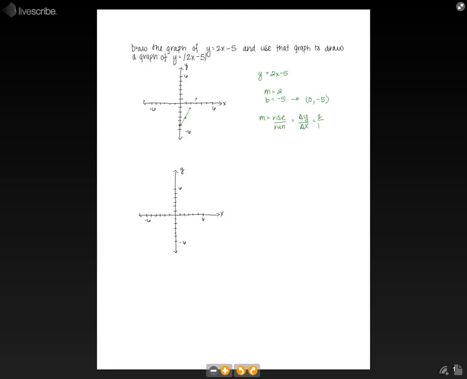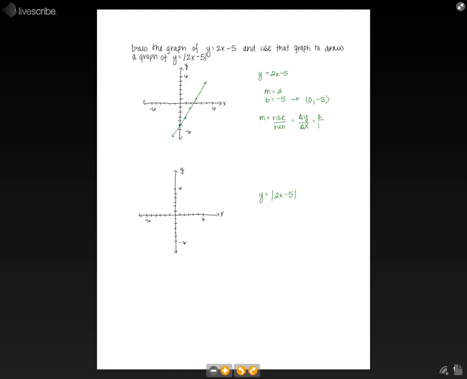So let's connect those points. So this is what the graph of 2x minus 5 looks like. So next we want to graph the absolute value of 2x minus 5. Absolute value basically makes everything inside the absolute value positive, right? So that means that any points that were negative on the graph of 2x minus 5 are going to be positive on the graph of the absolute value of 2x minus 5. So we're basically just going to mirror any points that are negative.